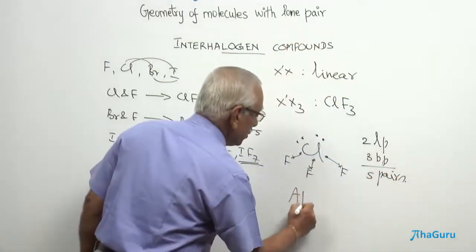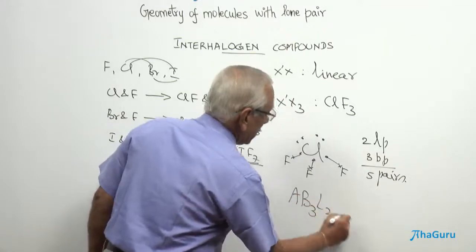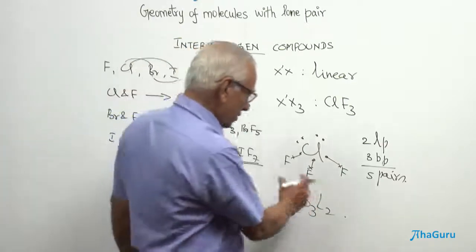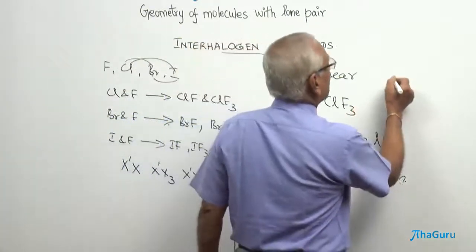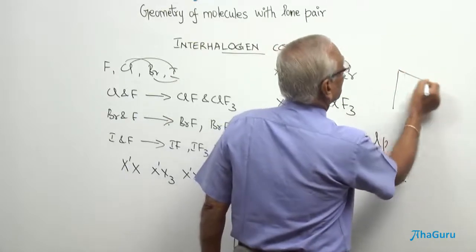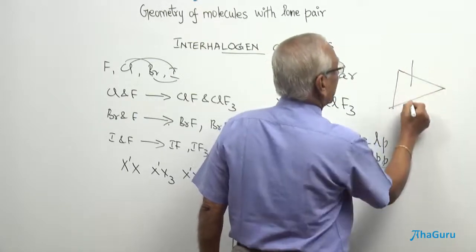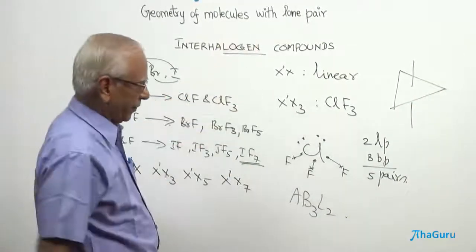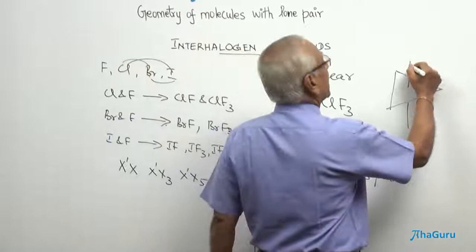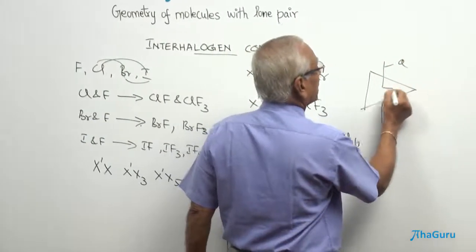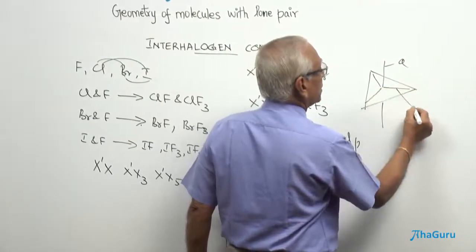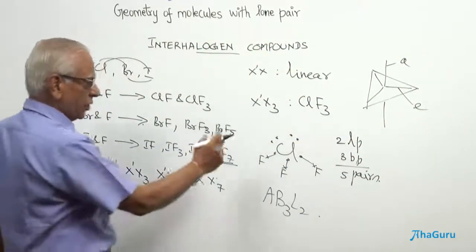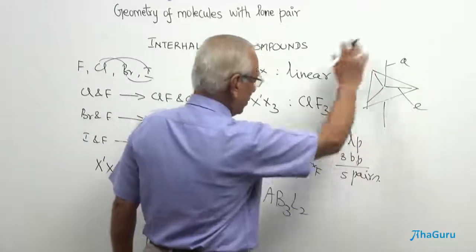So, this belongs to the AB3L2 type molecule. Now, whenever you have 5 pairs of electrons, it should be a trigonal bipyramid. This is going to be a trigonal bipyramid. I told you this is going to be an axial bond here, and these are called equatorial bonds. This is called an equatorial bond and that is called an axial bond here. And I am going to put chlorine in the center and fluorine around it.